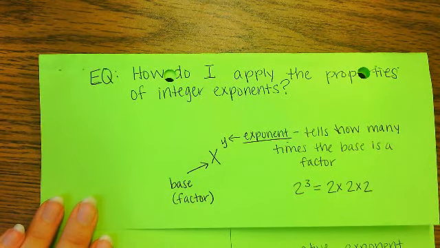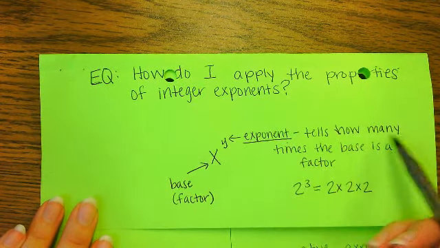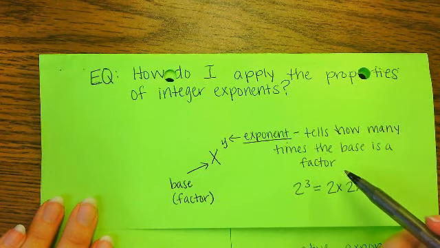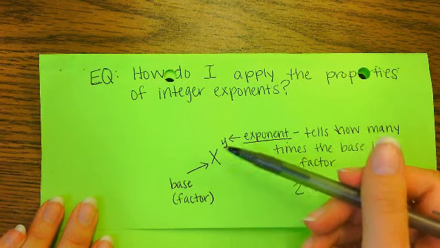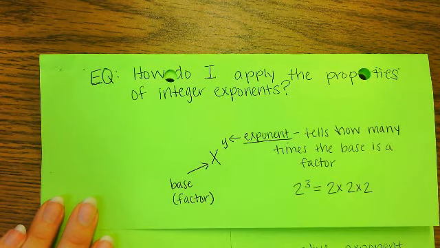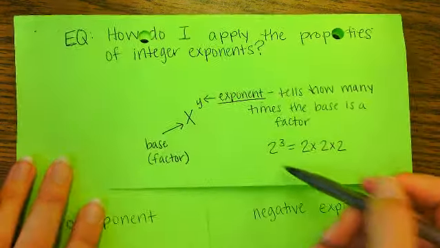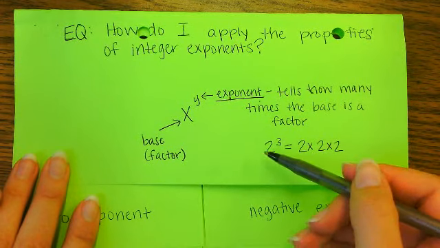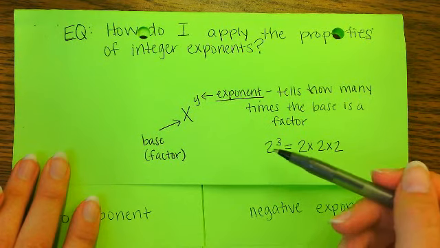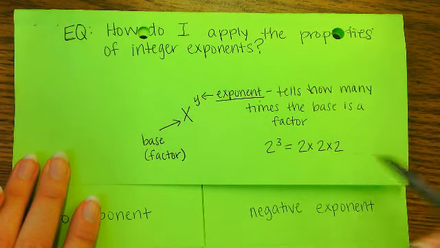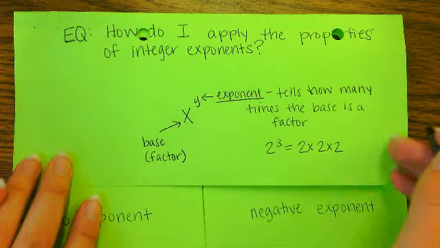Potential question is, how do I apply the properties of integer exponents? Remember, the exponent is going to tell you how many times the base is a factor, and your base number is going to be the larger number, and it's going to be your factor, the number you multiply. An example right here is 2 cubed. The 2 is your base number, and the exponent's the 3. So the exponent tells you to multiply 2 by itself 3 times.